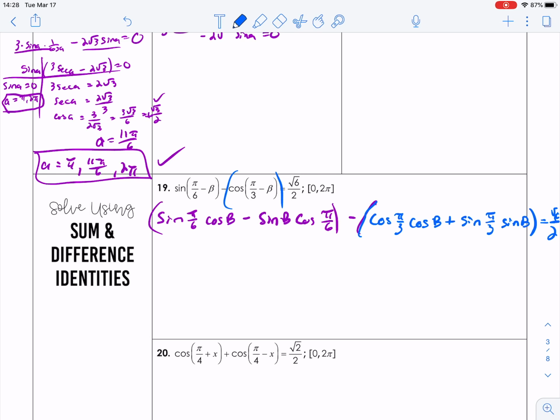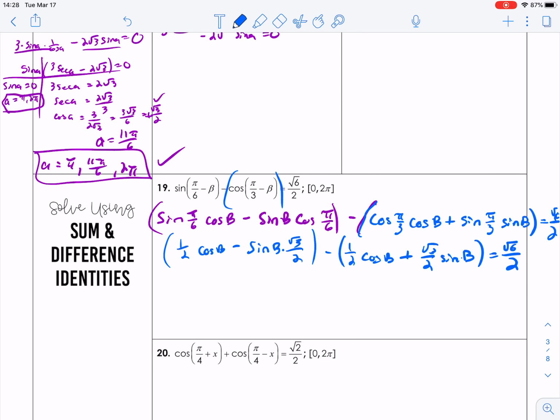All right, let's simplify this. Sine of pi over 6 is 1/2 cosine of b minus sine of b. Cosine of pi over 6 is square root of 3 over 2, all that minus cosine of pi over 3, which is 1/2 cosine of b, plus sine of pi over 3, which is square root of 3 over 2 sine of b, all that equaling square root of 6 over 2. So we have 1/2 cosine of b minus 1/2 cosine of b. That is going to cancel out.